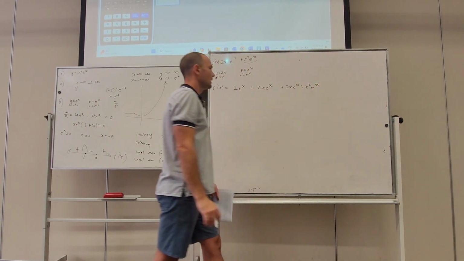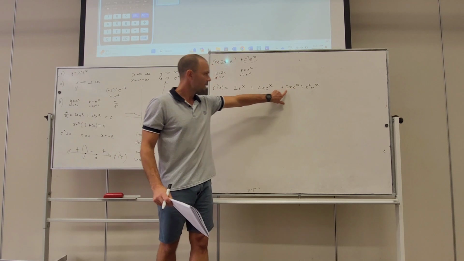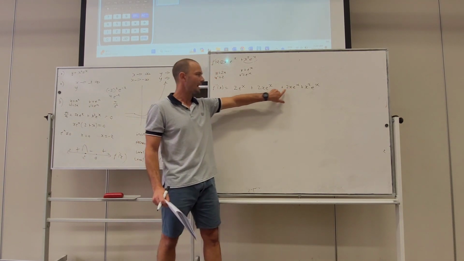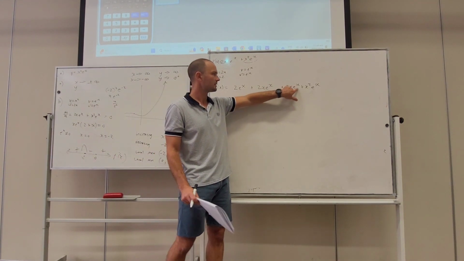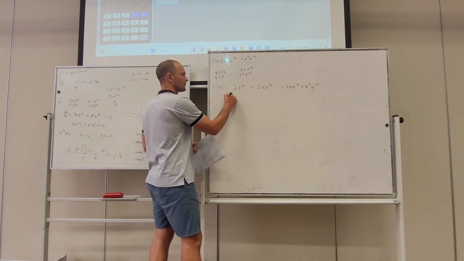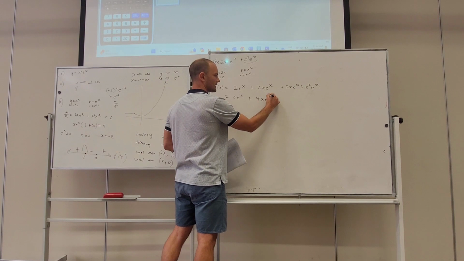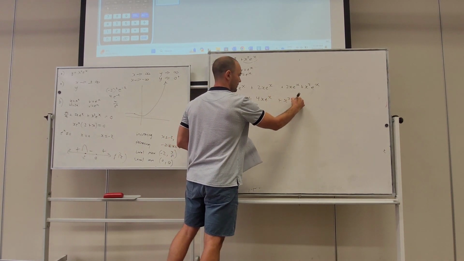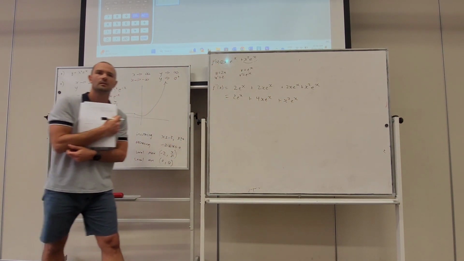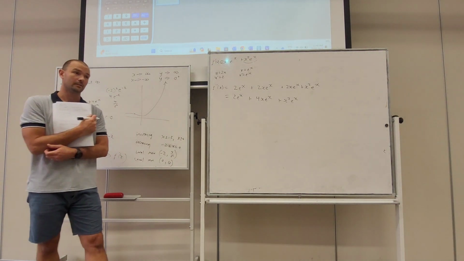All right. Now we've got like terms here. They have the same base. They're both x e to the x. So we can add them together. So that's going to be just 2 e to the x. Here we'll have 4 lots of x e to the x. And then we have x squared e to the x. All right, so that's what the second derivative is.